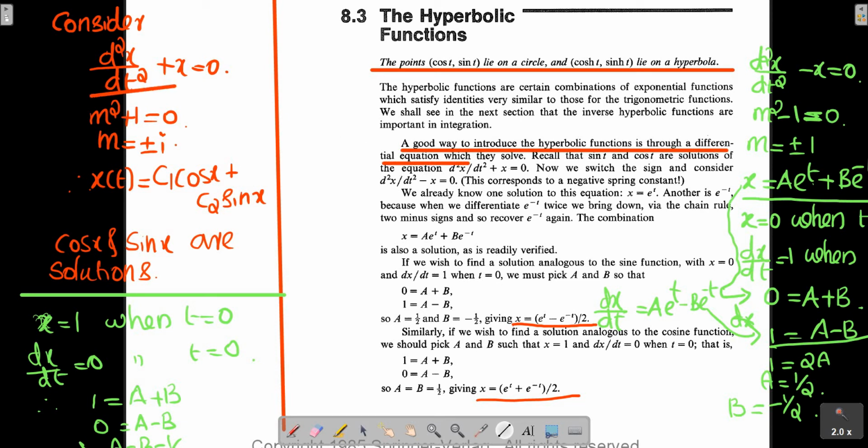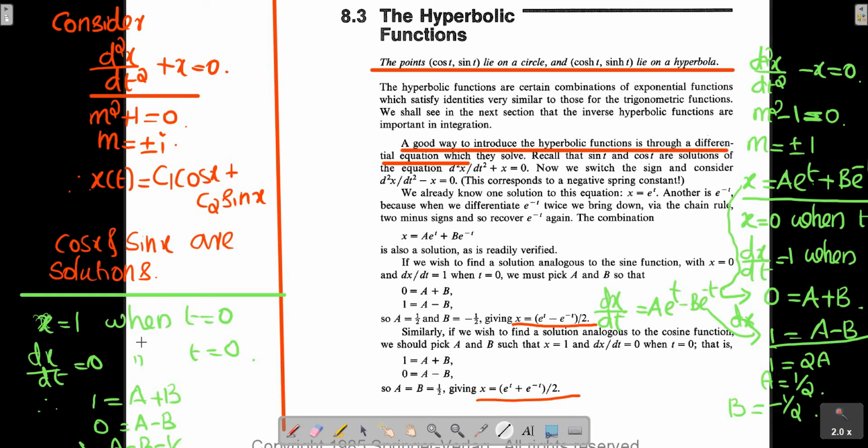So consider d square x by dt square plus x is equal to 0. That is a differential equation. Its auxiliary equation is given by m square plus 1 equal to 0, m equal to plus or minus i. So the solution is given by x of t is equal to c1 cos t plus c2 sin t. So cos t and sin t are the solutions of this equation.